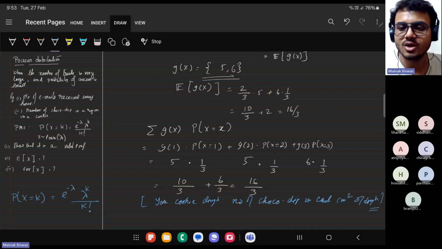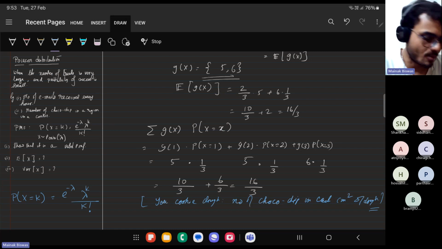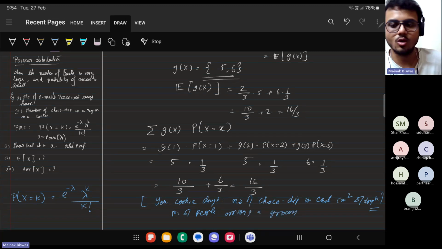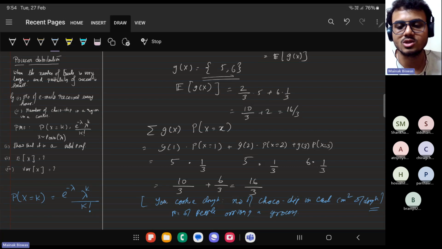Similarly, the number of people arriving at a grocery shop. The entire locality cannot appear at the grocery shop, but each with a probability very low, p very close to 0.